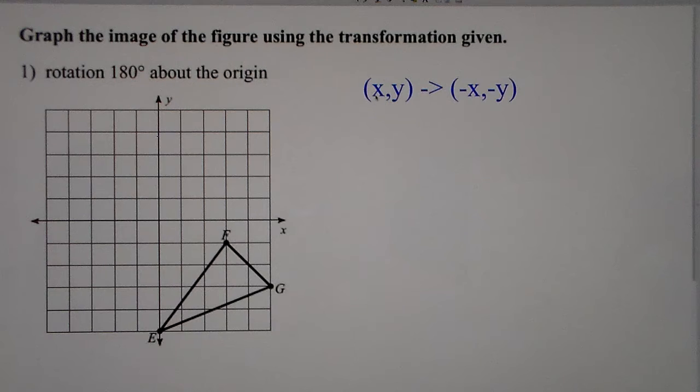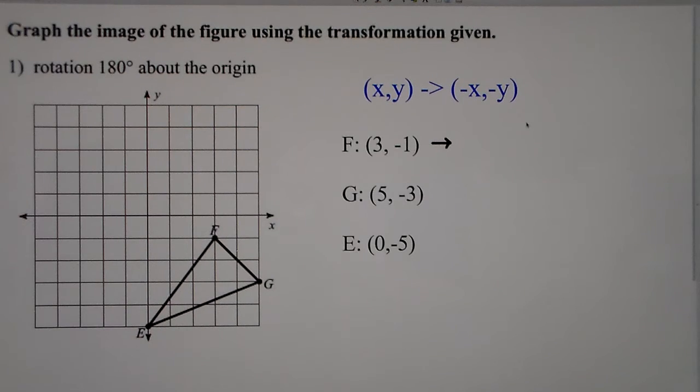So whatever value is in the x position, for example, let's say it's 5. When x equals 5, that means it will change into negative 5 when it rotates 180 degrees. If y is 7, that'll change into a negative 7. That's what the negative y does. So here's example number 1.